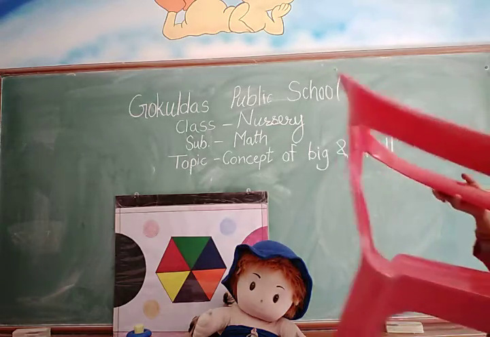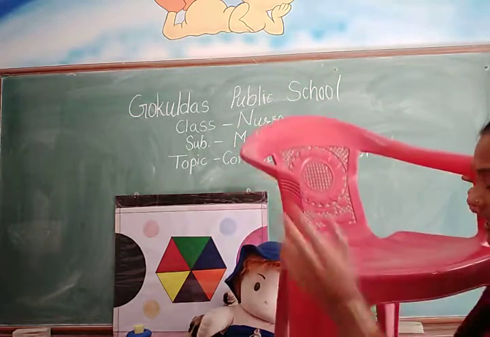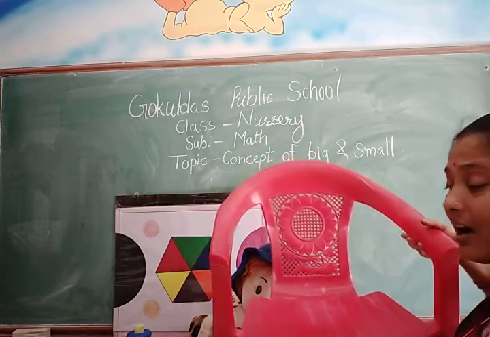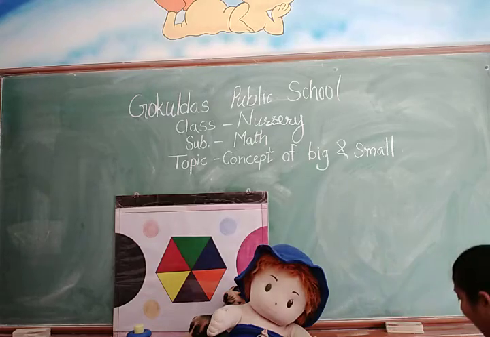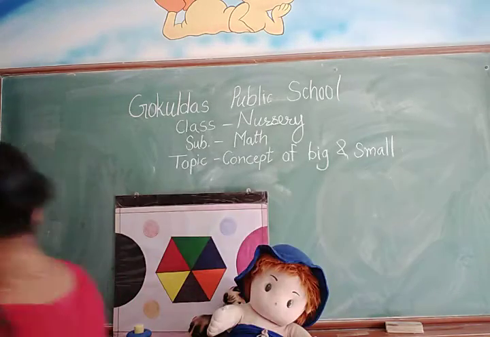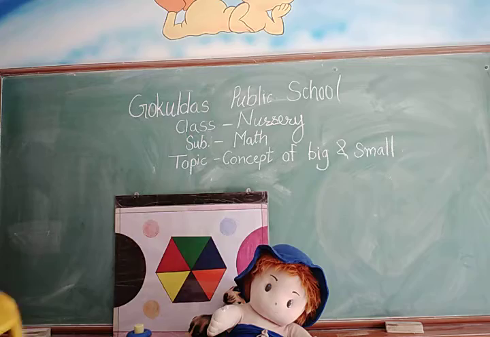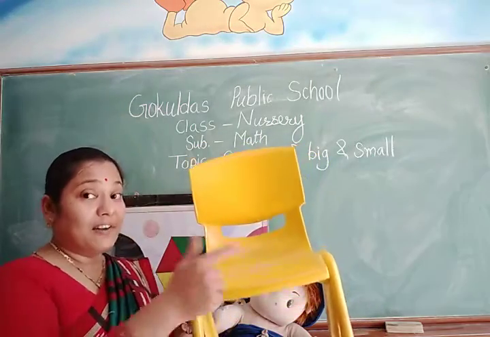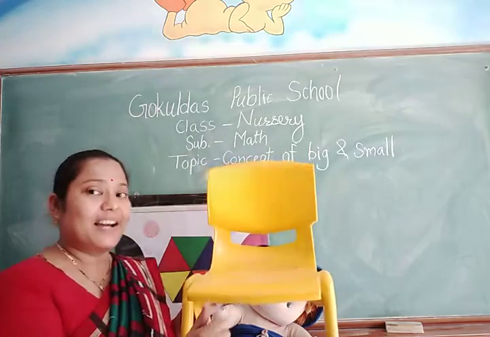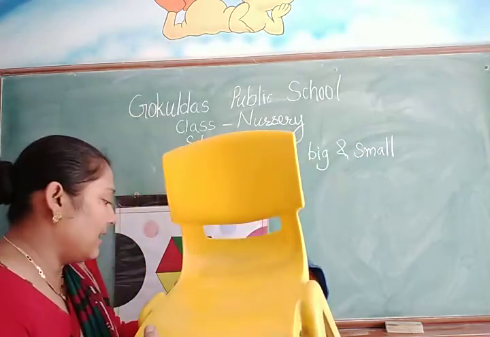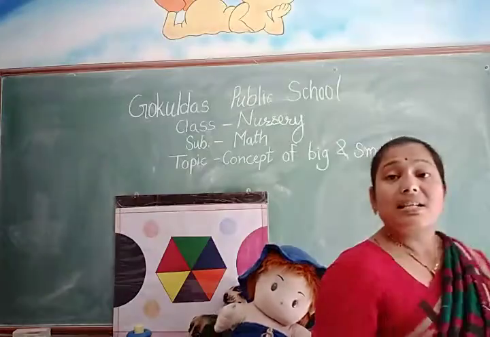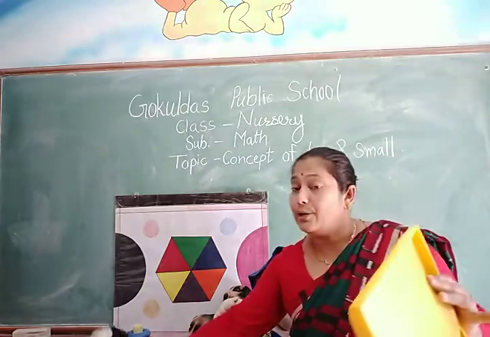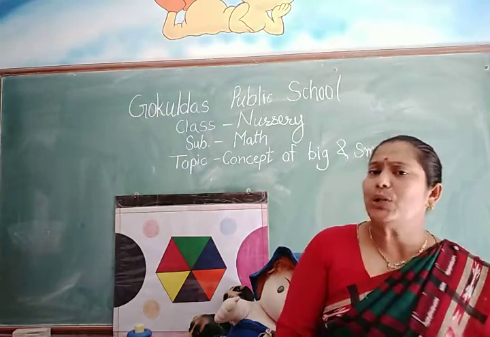This is a big chair. See here. This is a big chair. Okay. And this is a small chair. Okay. This one big chair and this one small chair. है ना? You are a small one. And your mama and your papa and your dadu, dadi.